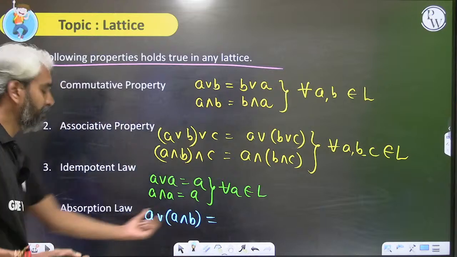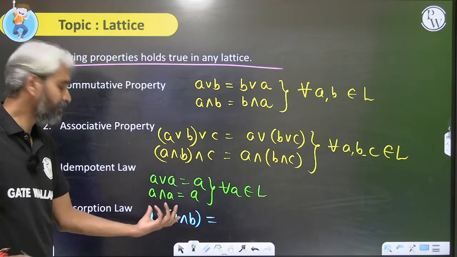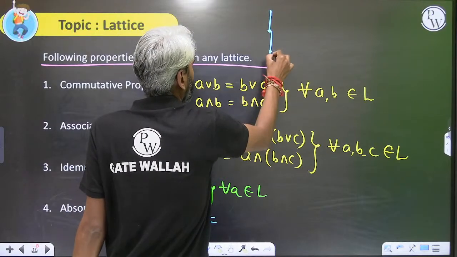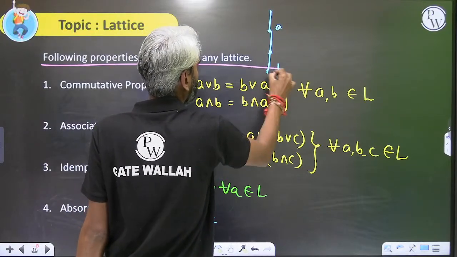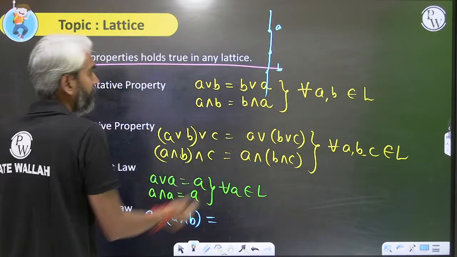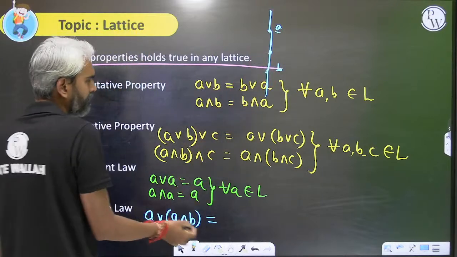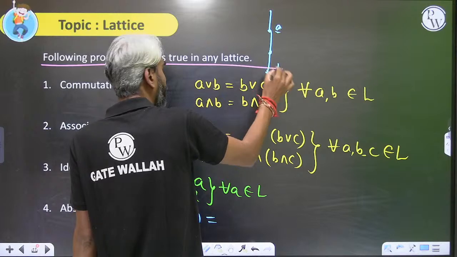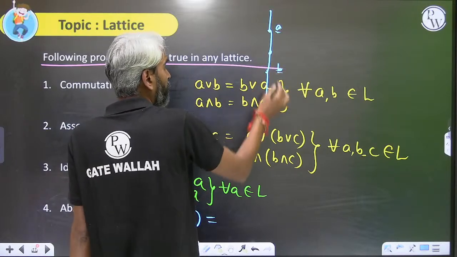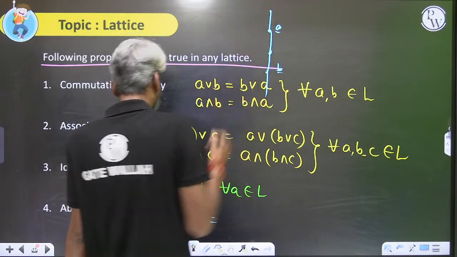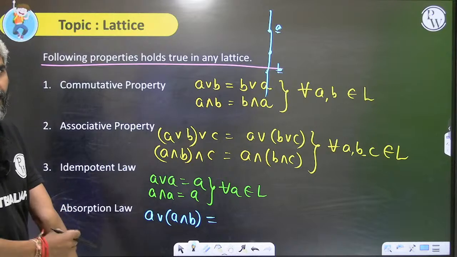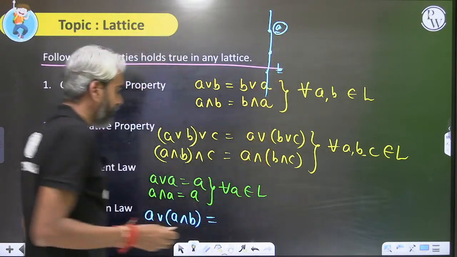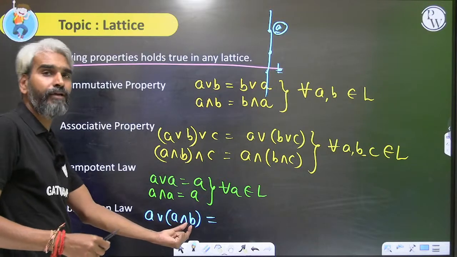If you try to understand this, then please try to visualize it in terms of a totally ordered set. Let's assume that this is your A, this is your B. Now if I take the least upper bound of A with the greatest lower bound of A and B, if B is at the lower side of A, the greatest lower bound of A with B will be B. If B is at the upper side of A, then the greatest lower bound of A and B will be A, and in that case A least upper bound with A will be A.